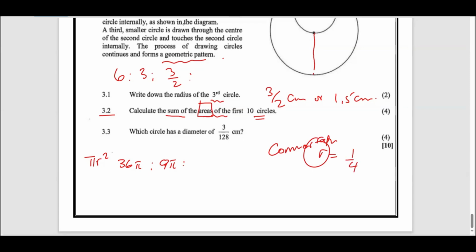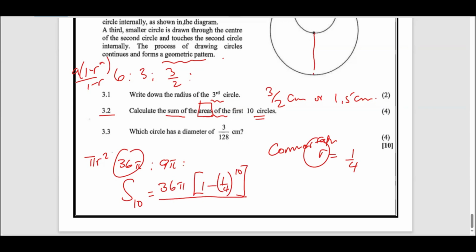Then the sum of the areas, remember the formula for the sum of the geometric is a into 1 minus r to the n over 1 minus r. So our first area is 36 pi into 1 minus the r, which is a quarter, to the exponent of 10, over 1 minus a quarter. And I punch this into the calculator. So 36 into 1 minus.